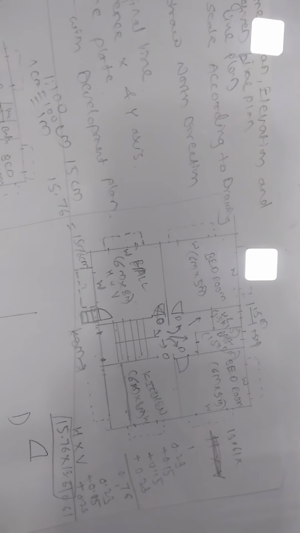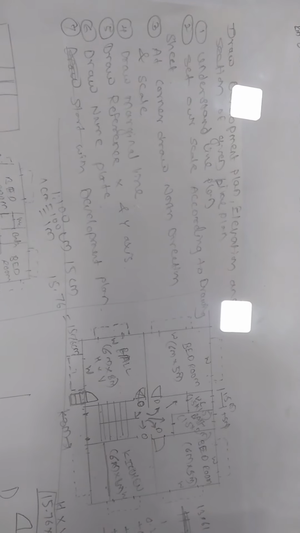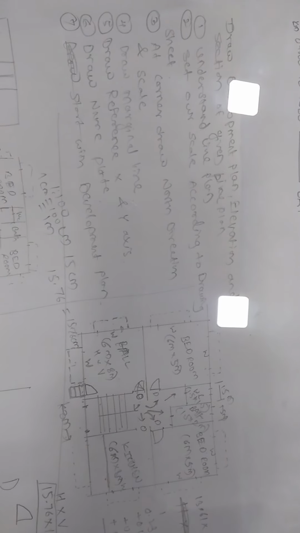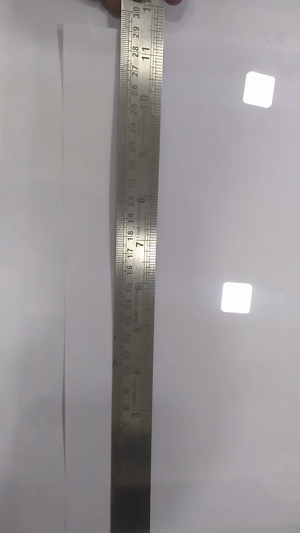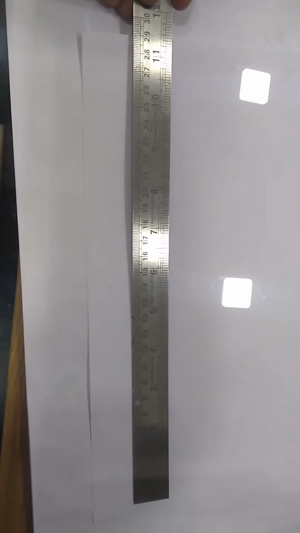Okay, so let's go with the second, that is set our scale according to drawing. First of all you have to measure your drawing sheet like this. If this drawing sheet is having 29 centimeter, that is 30 centimeter, then 15 centimeter I can draw. Okay.